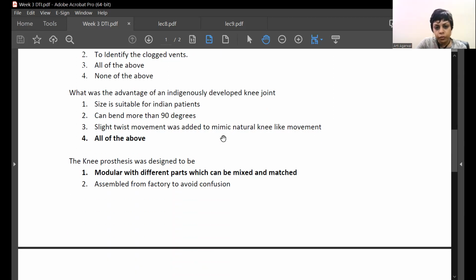The next part is from the last lecture. What was the advantage of an indigenously developed knee joint? All of these are important. The size is more suitable for Indian patients, because the ones which are not indigenously produced were working with specs, dimensions and physique of people from outside India, which was not well suited for Indian people. They also developed extra functionality so that it can bend a lot more than 90 degrees, and they added the leg slide twist movement to mimic natural knee-like movement. All of these were key features of the knee joint they developed in India.